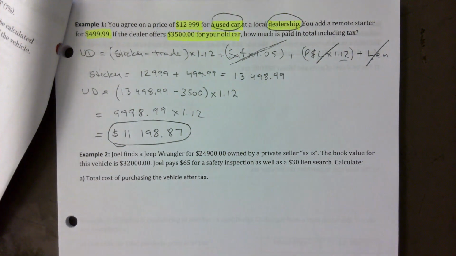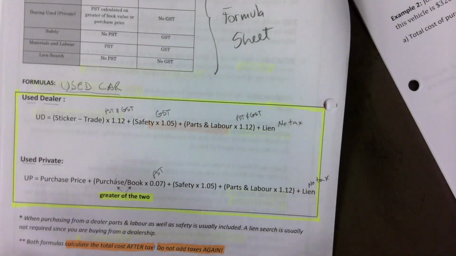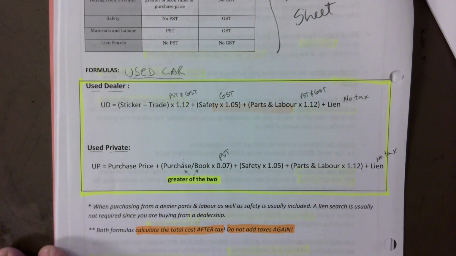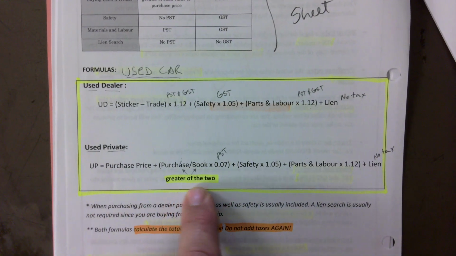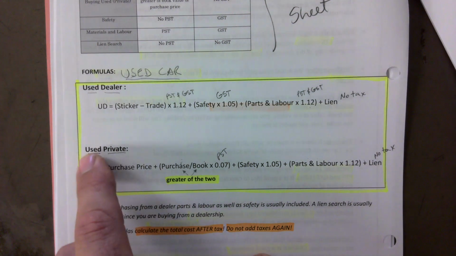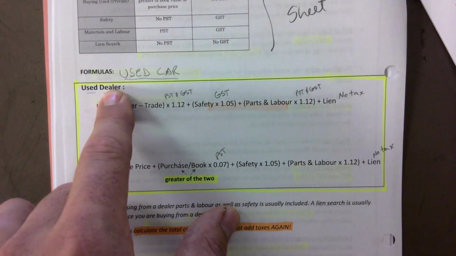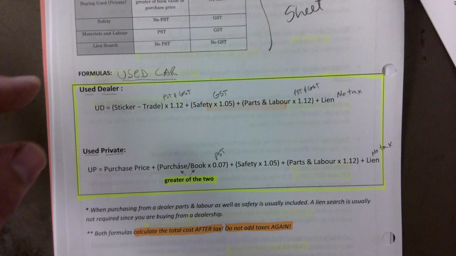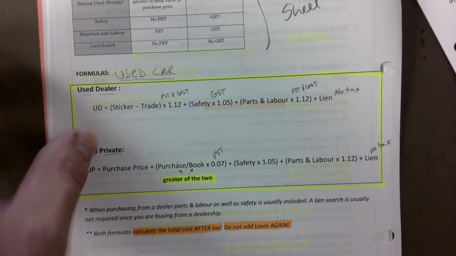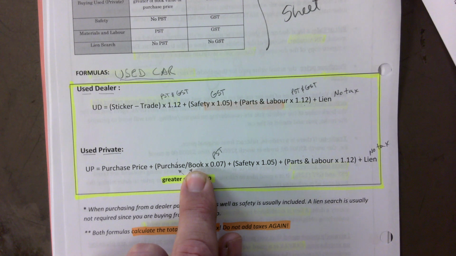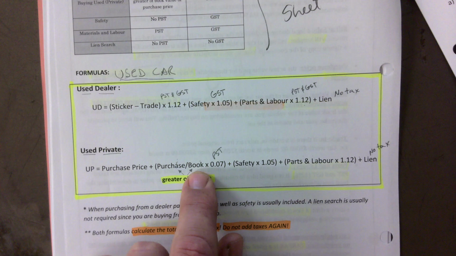Okay, first things first. You have to make sure these formulas make it to your study sheet. This is on page 15. Especially with that little note down here, when it's a use private or use dealer. Okay? If it's a private sale, remember this. The question must, they don't have a choice. They have to give you the book value of that car.